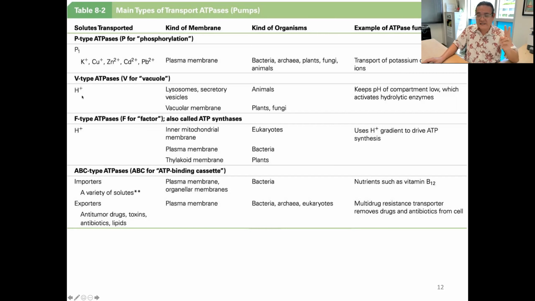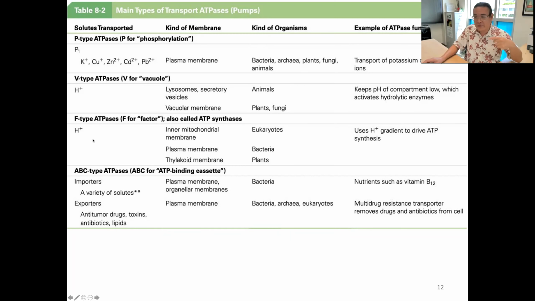Other examples are V-type ATPases, V standing for vacuoles. In this case, when these ATPases break ATP, they're not stuck with a phosphate group on them. They just break the phosphate group to release the energy needed to change their bonds. Many of these cause the vacuoles or vesicles inside your cells to have things concentrated into them, for example protons. Many V-type ATPases move things like protons to change the pH of something inside of a vesicle.